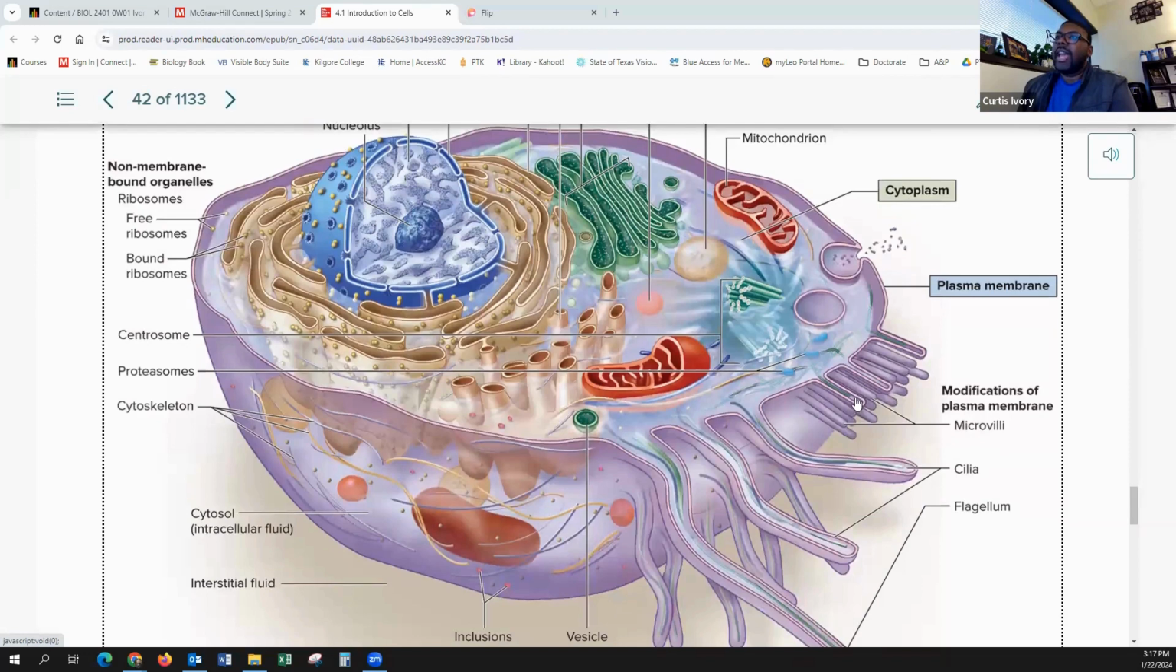Some cells have microvilli, which are for absorbing materials. We're going to find things like this in our gut. That's when our food gets to our gut. These microvilli, which a lot of cells have, will essentially absorb our food. So microvilli are for absorption.